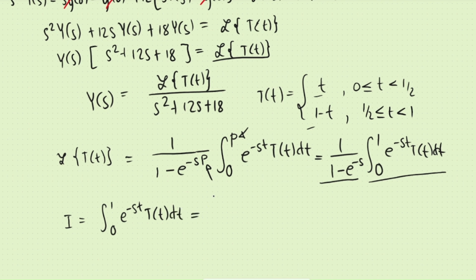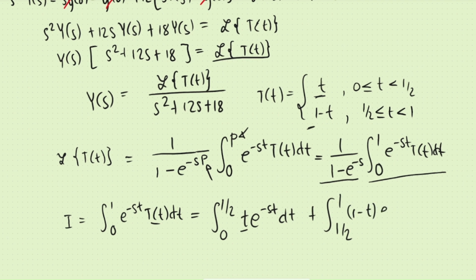Okay, so we're going to split this into halves. We're going to have from 0 to 1 half. Our T of t is t, right? So we'll write t here, e to the negative st dt. That's for this interval from 0 to 1 half. So that's why we use t, because this is the formula for our function in this given interval. Plus the other half, from 1 half to 1, where our T of t is 1 minus t, e to the negative st dt.